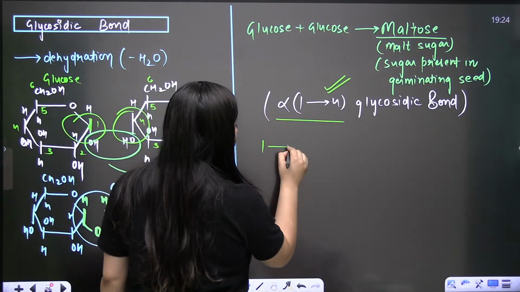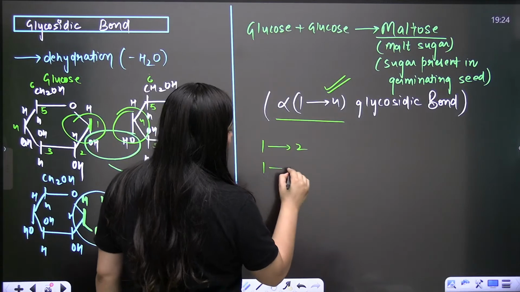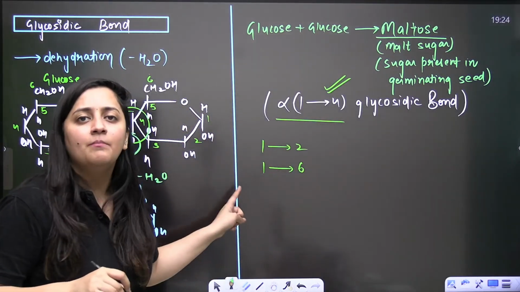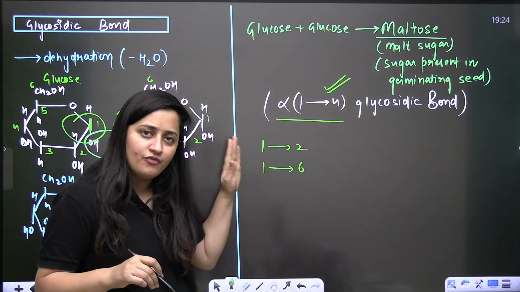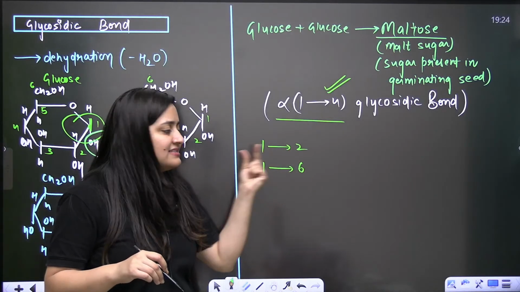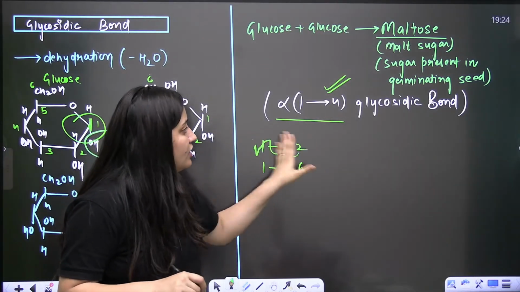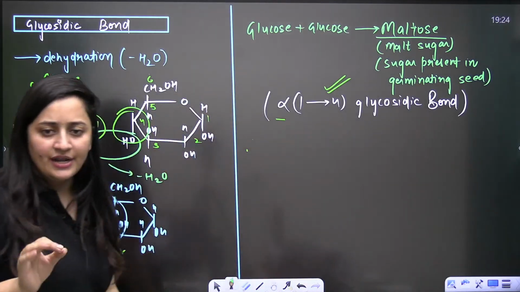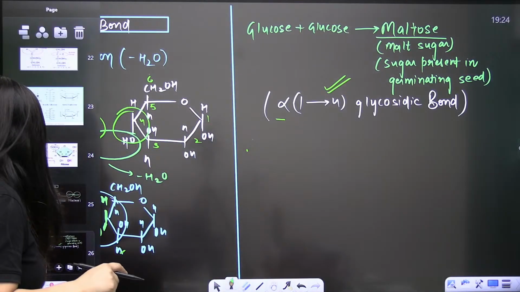We are even going to talk about 1,2 glycosidic bond, even 1,6 glycosidic bond. So basically it is showing us the carbon number. First carbon from one monosaccharide, second carbon from another. First carbon from one monosaccharide, sixth carbon from another. They are involved in bond formation. This is the meaning of this 1,4 glycosidic linkage. Any doubt?